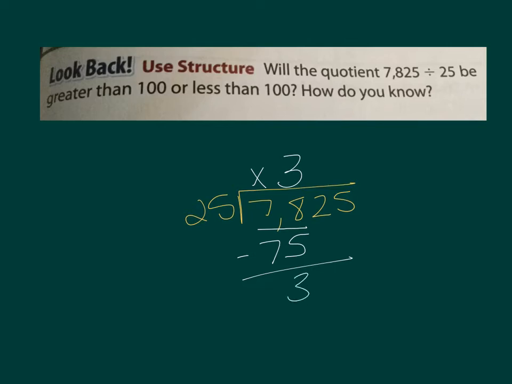You don't have to work out the rest of the problem. They want to know if it'll be greater or less than 100. Well, this 3 is in the hundreds column, meaning you will have to at least have 300. So the answer would be it'll be more than 300.